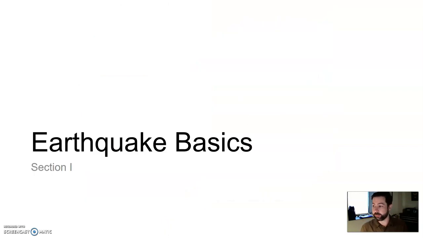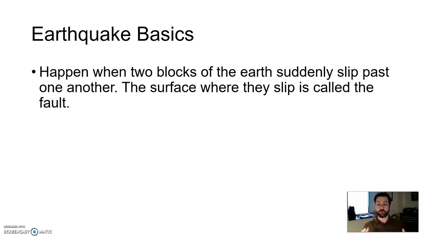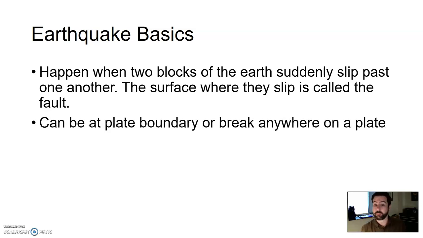So what are some of the basics when it comes to earthquakes? Well, an earthquake occurs when two blocks of earth suddenly slip past one another. The surface where they slip is called a fault. So you might have heard that word fault, for instance, the San Andreas Fault. Now, these faults can be at plate boundaries or break anywhere on a plate.